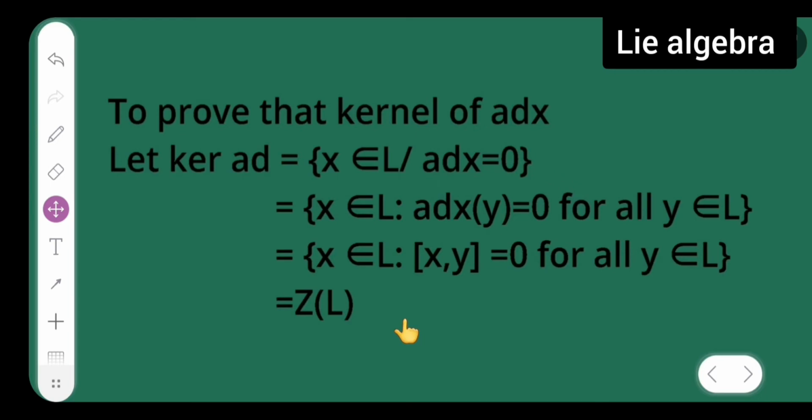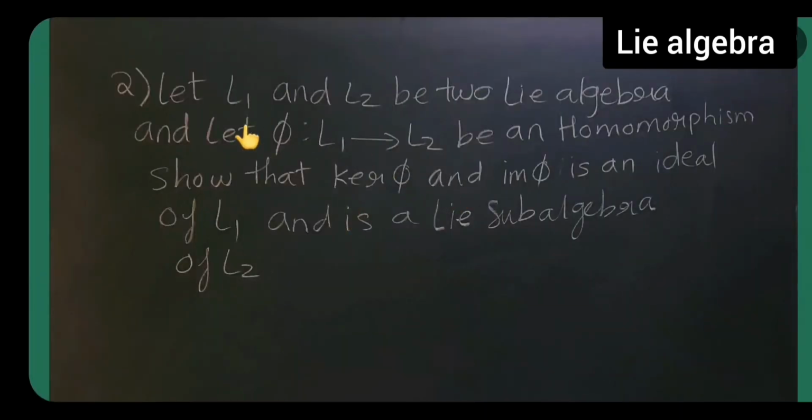Next I will turn the page. Let L1 and L2 be two Lie algebras, and let phi from L1 to L2 be a homomorphism. The kernel of phi is an ideal of L1 and the image of phi is a Lie subalgebra of L2. So basically I have to show that kernel of phi is an ideal of L1 and image of phi is a Lie subalgebra of L2.